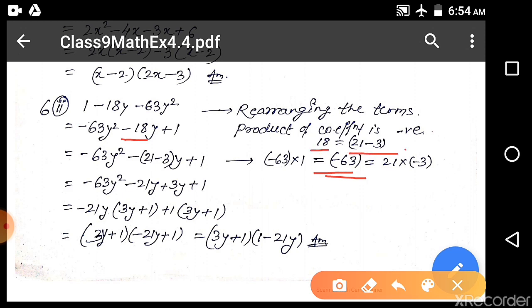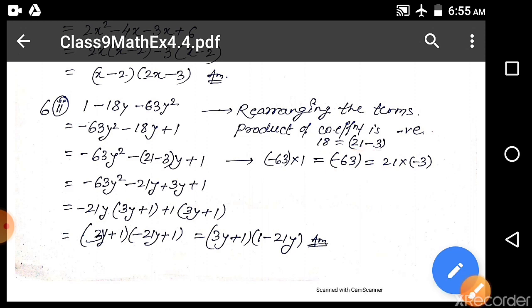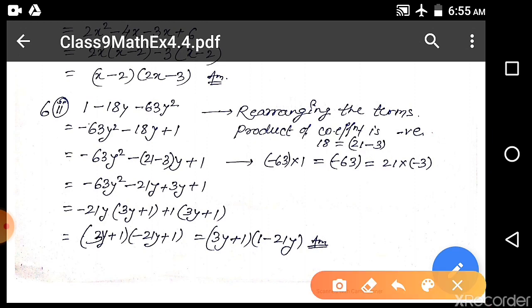Why is the subtraction there? Only because the product of the first and last term is negative here, so we subtract two terms to get 18. Now 19 minus 1 is also 18, but what is the product of 19 and minus 1? It is not 63. We have to get the factors of 63 also, that means the two terms should multiply to give 63. So here we have 21 minus 3, and 21 into minus 3 is also minus 63.